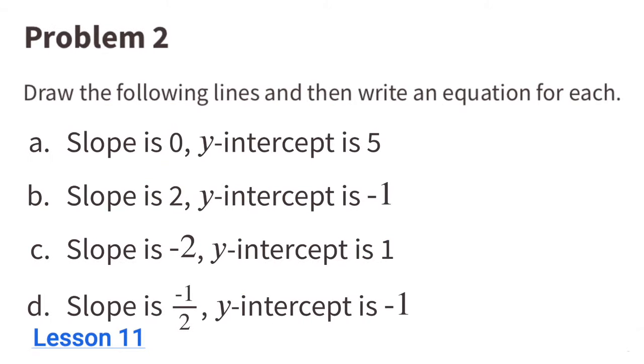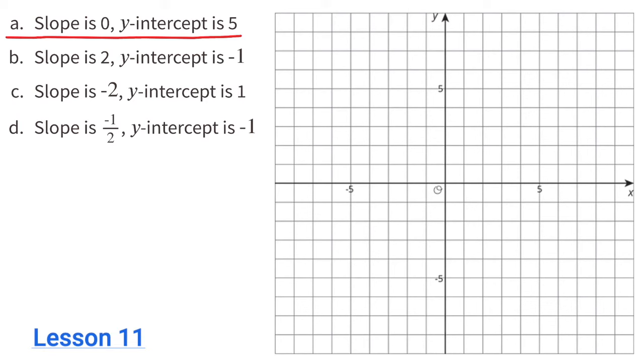Problem number 2. Draw the following lines and then write an equation for each. A. Slope is 0, y-intercept is 5. First I'll start by plotting the point for the y-intercept at 5 on the y-axis. And since the slope is 0, it's just a horizontal line that runs through the y-intercept at 5.